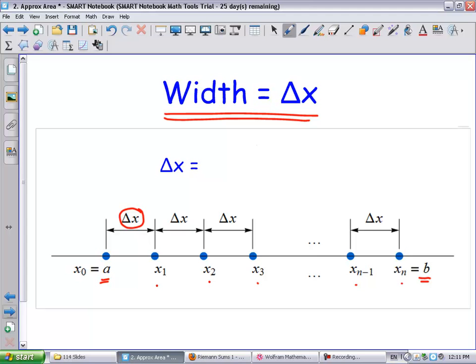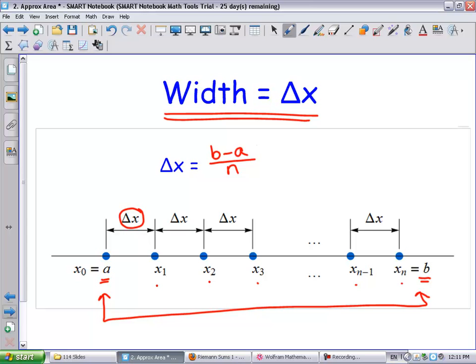And we can always find delta x the same way. We can find out how far it is from a to b. So the length from a to b is b minus a. And then we split it up into the number of rectangles we have. So if we have n rectangles, we'll split it up into n pieces. So delta x, the width, is always b minus a divided by n.